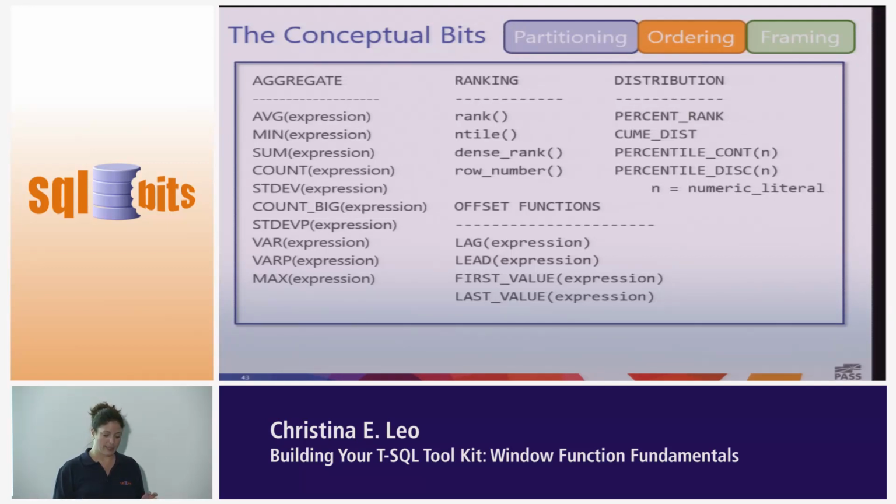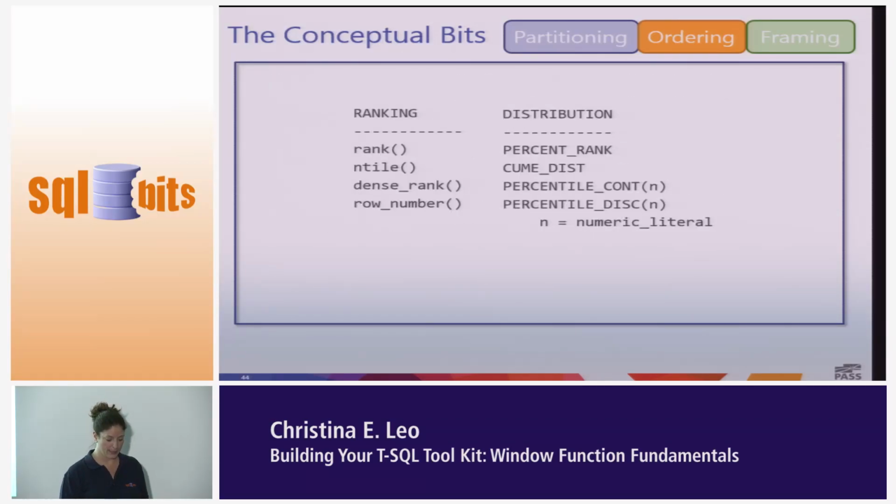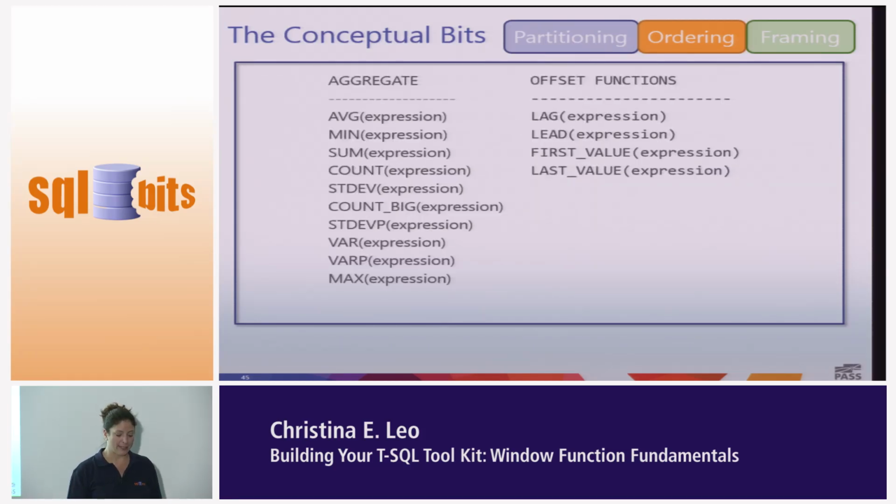But again, it means something different from one group to another, and the key is knowing which. Ranking and distribution functions have to have ordering. I mean, think about it. If you want to find out who's the tallest in the group, how can you do that without instantiating an order to determine who wins, right? So if you try to use a ranking or a distribution function without an order by clause, it'll bark at you, say, nope, I can't do it. I need you to provide that. So you can use it with or without partition by. Aggregate and offset functions are the ones that support framing.